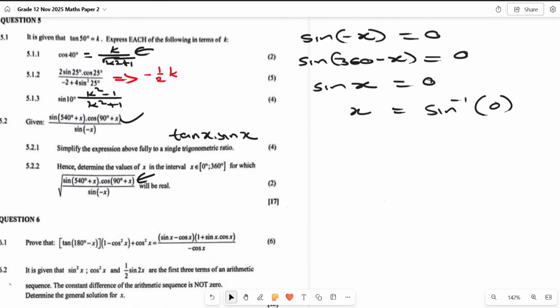Tan 0 degrees, close the brackets, and then times sine 0 degrees, close the brackets, all over sine 0 degrees, right? What do we get? Undefined, right? So in your calculator, if you put sine 0 degrees, your answer is going to be 0.